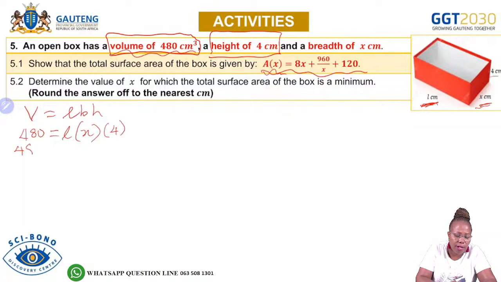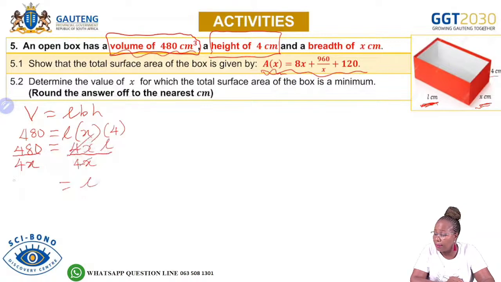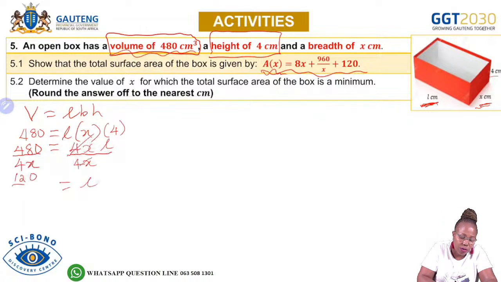So this gives us 480 equal to 4x with the length there. So can you see grade 12, you can find your length now in terms of x? Yes, by dividing both sides by 4x. So our length will be 480 divided by 4x, and 4 into 480 is 120. So below we will only be left with x there. Okay, so that is the length in terms of x.